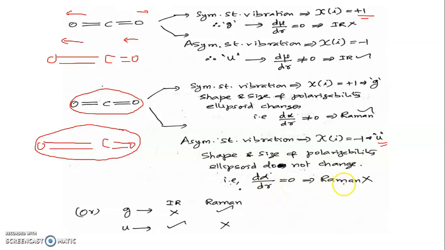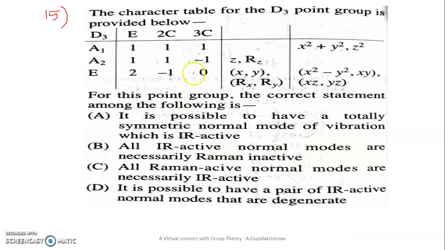Therefore, this vibration is Raman inactive. Are you clear? So that's why I have given this point in a simpler manner like this. So gerade vibrations are IR inactive, Raman active, whereas ungerade vibrations are IR active and Raman inactive. Are you clear? Now we'll discuss the next question.